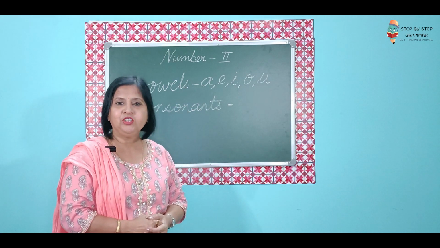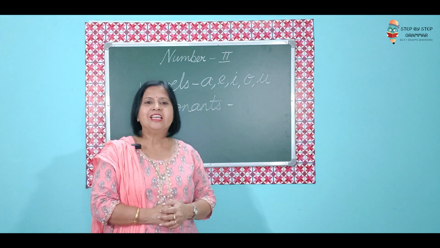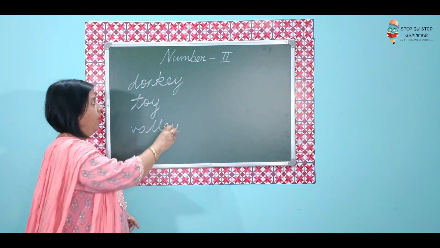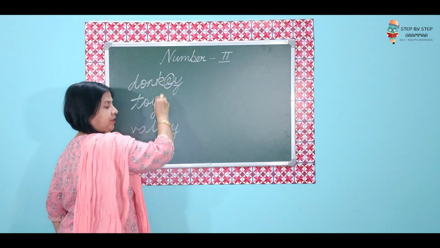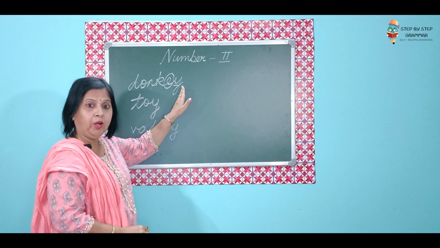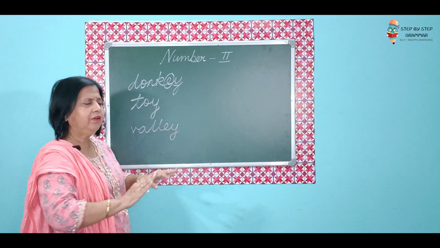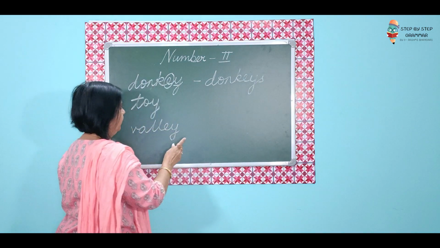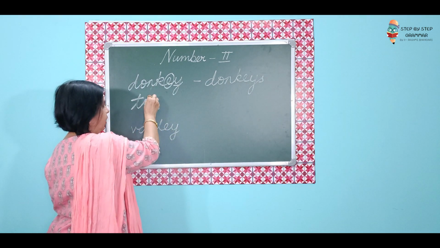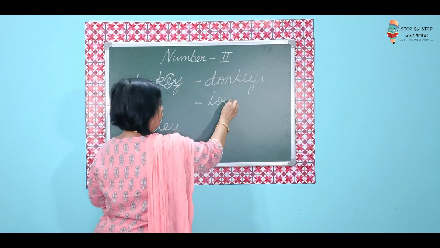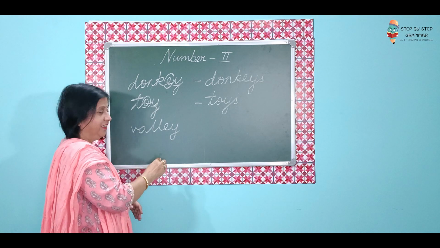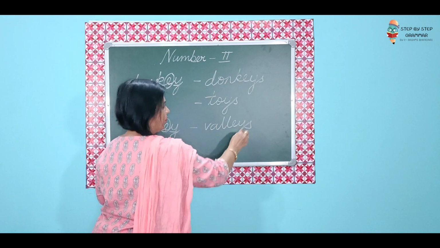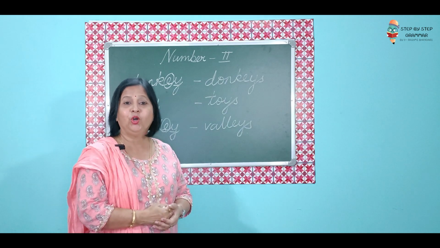Now, coming to our rule that you can see on your slide. Rule number 5 says that if a noun or a word ends with Y, with a vowel before it, for example donkey, ending with Y but it has a vowel E before it, the plural is simply formed by adding S to it. So it becomes donkeys. Similarly, toy, ending with Y with the vowel O before it, the plural will become toys. And similarly, valley, with the vowel E before it, you have valleys. Some examples are there which you can already see on your slide.